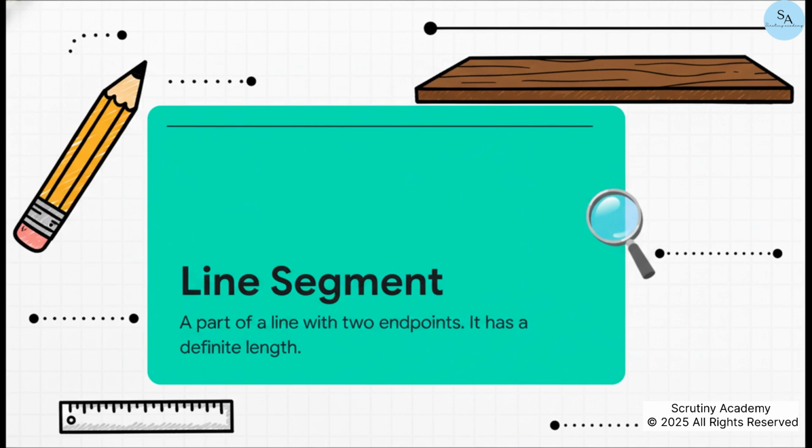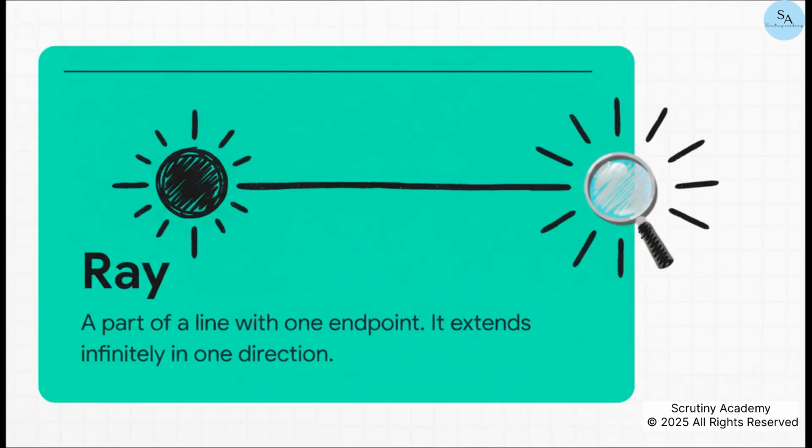This is the first one you can actually measure. Think of the edge of your desk or a pencil. It has a clear start and a clear end. And then there's the ray, which is kind of like a mix of the two. It has one starting point, one end point, but then it goes on forever in the other direction. Just think of a ray of sunlight shooting out from the sun.